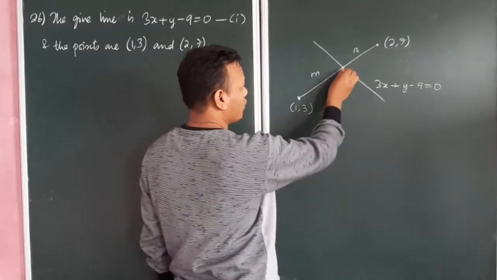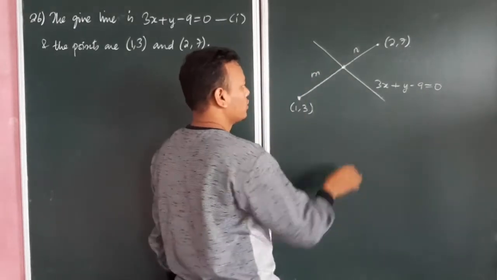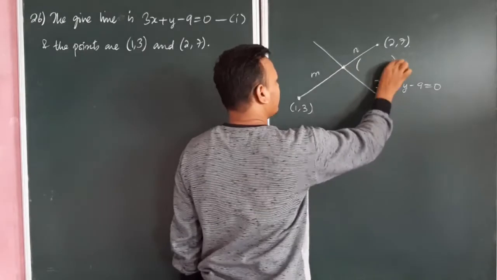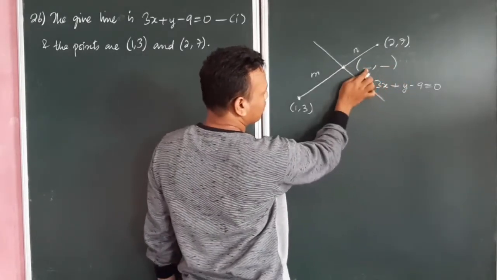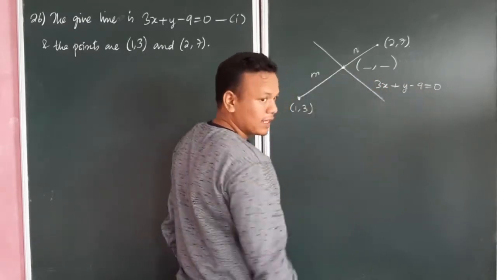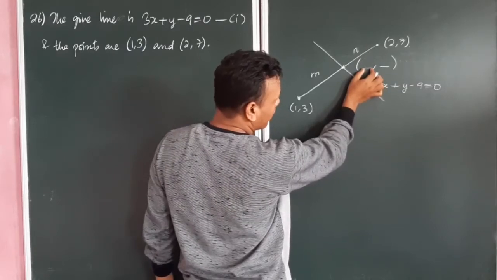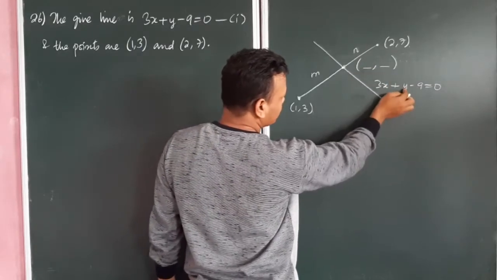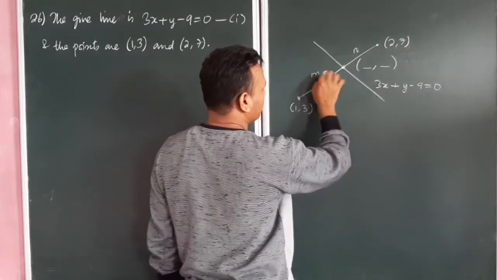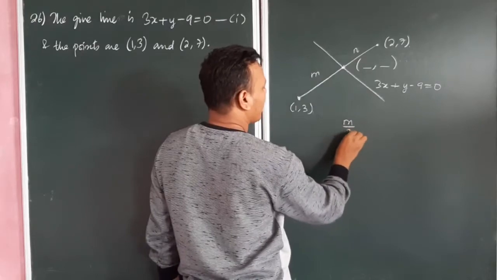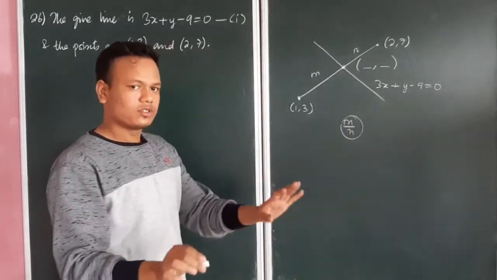We'll find the coordinate of this point using the section formula. We know that whatever the coordinate is here, it lies exactly on this line. So instead of x, I can write the abscissa here, and instead of y, I can write the ordinate. From there we'll find the value of m by n, that is the ratio m is to n. So that's all the idea.